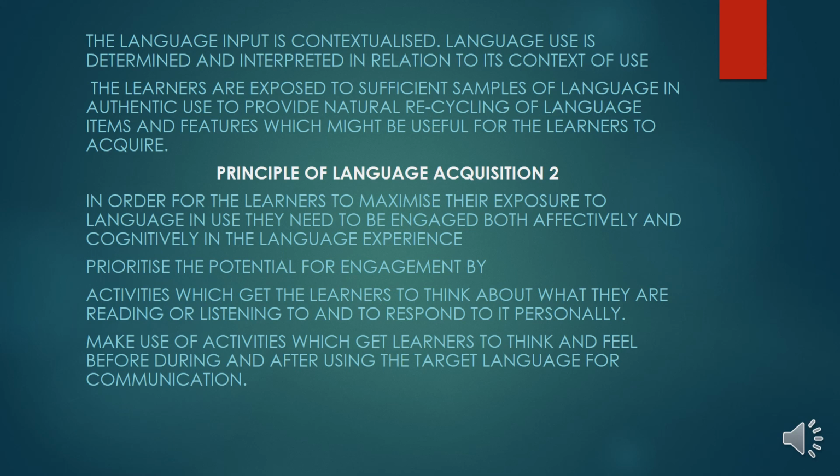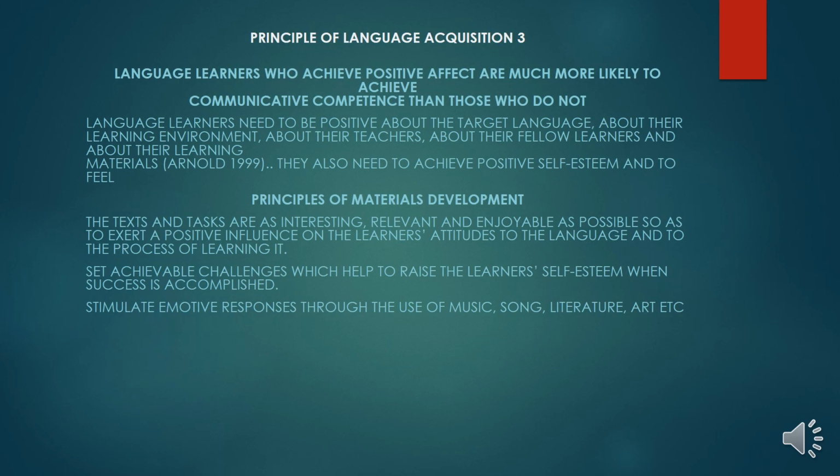Principle of language acquisition number two: in order for learners to maximize their exposure to language, they must make use of activities which make the learners think about it. Number three: language learners who achieve positive affect are much more likely to achieve communicative competence than those who do not. Principle of material development: the texts and tasks should be as interesting, relevant, and enjoyable as possible, so as to exert a positive influence on the learners' attitude to the language and to the process of learning.